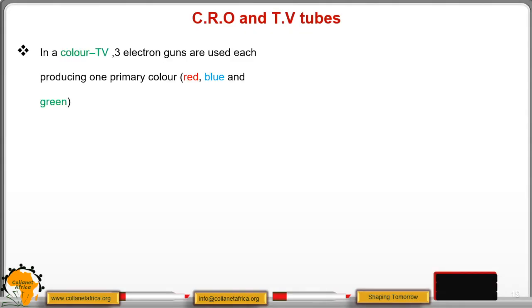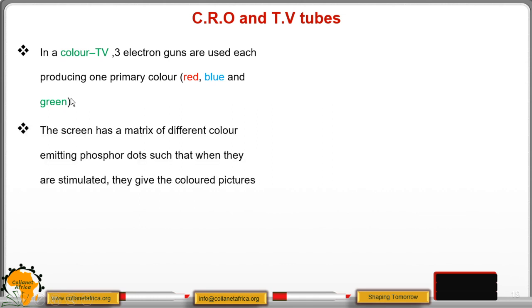Then from there, in our color TV, we have 3 electron guns, and each gun has one primary color. It has the red, the blue, and the green. So each electron gun, there are 3, each one has a primary color. The first one has the red, the second one has the blue, and the third one has the green color. So it implies that the screen has a matrix of different color emitting phosphor dots such that they are stimulated, and when they are stimulated, those phosphor dots give us the colored picture.